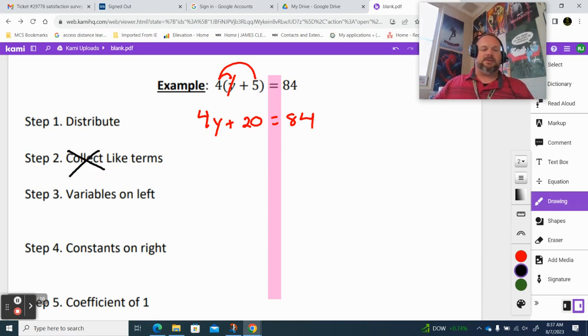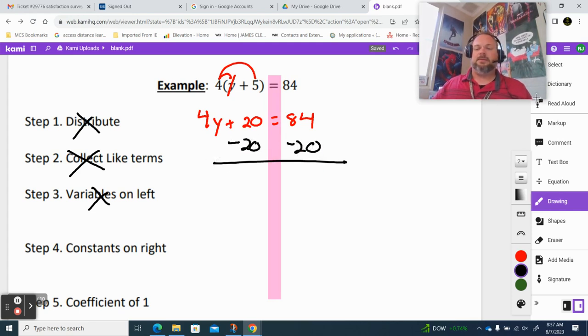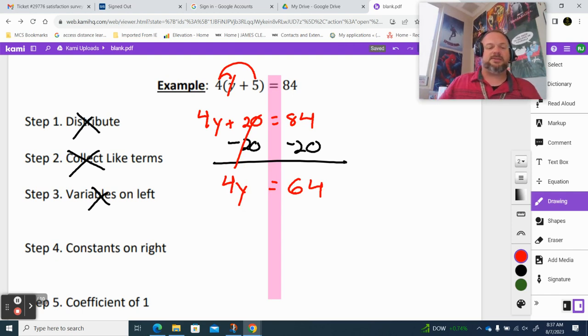So we don't have to do this. Variables on the left. This is done. See, we're just checking off. Constants on the right. And you can cross that one off if you need to because it's fun. All right. Variables on the left, constants on the right. Coefficient of 1. We get that by dividing.